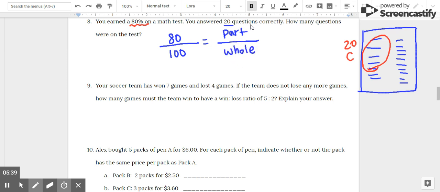And which one is going to be the part? So out of a lot of questions, how many questions were on the test? We don't know how many questions there were. But 20 out of X, that's going to be 80%. So you have to put 20 on the top, and the total number of questions on the test at the bottom. So I'm going to rewrite this again.